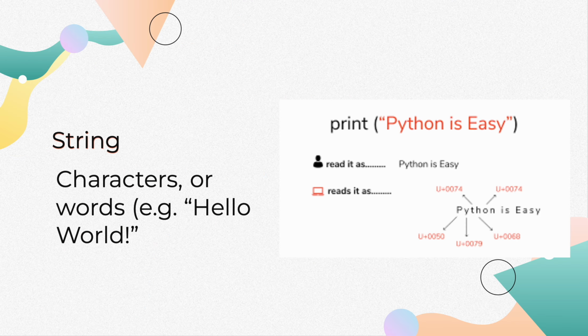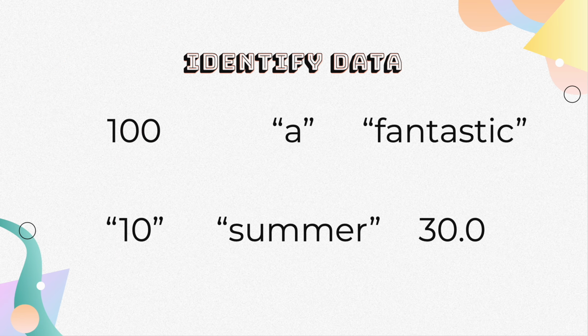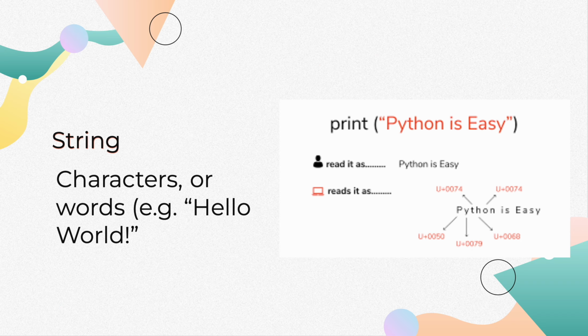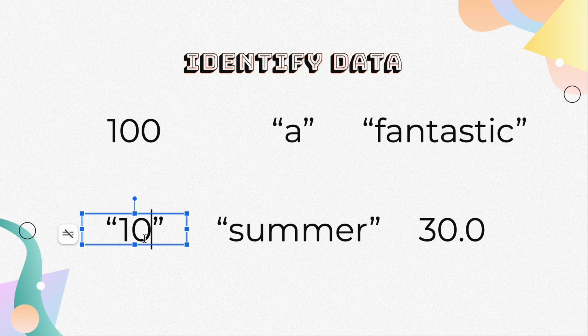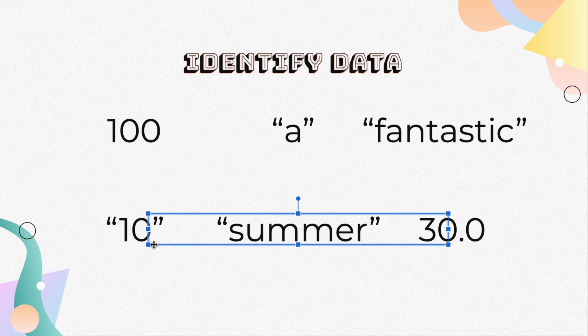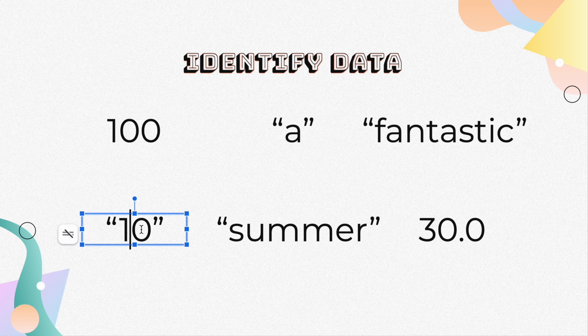A string is characters or words. So we had summer, fantastic here. That was an example of a string because it was characters. But remember, anything with quotation marks will be classified as a string. Let's take a look at 10 here. If I asked you what is 10, you're going to say 10 is a number. But in Python, if we actually have 10 in quotation marks, that's basically a string. So be very careful of that fact as well.